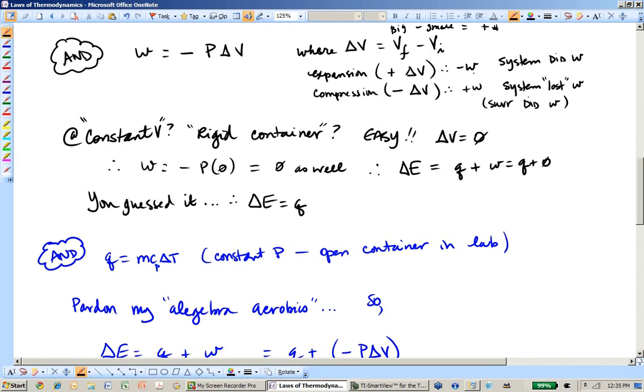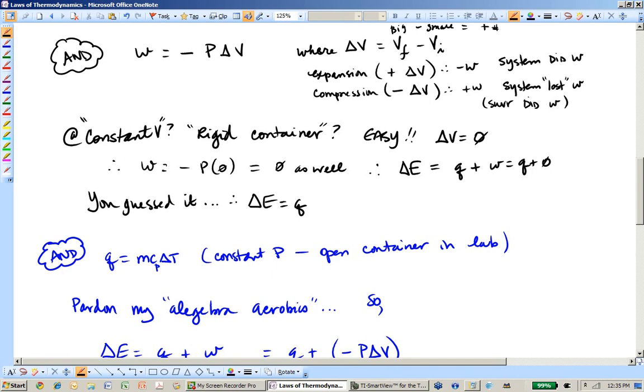Therefore, minus W. How come? Well, if the system expanded, then the system lost some work because it had to do work. So it sacrificed some of the capability for work that it could do, and the system did the work expanding the container.